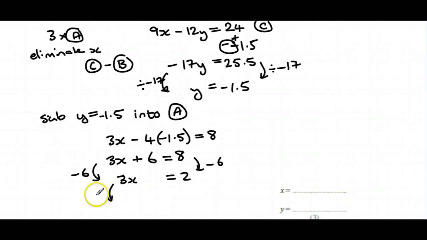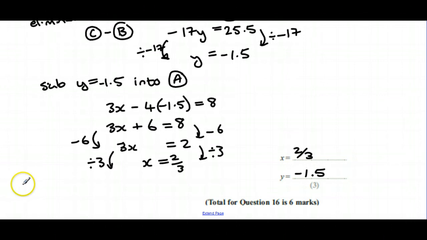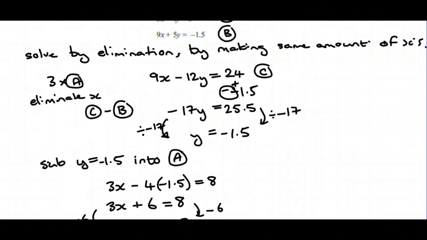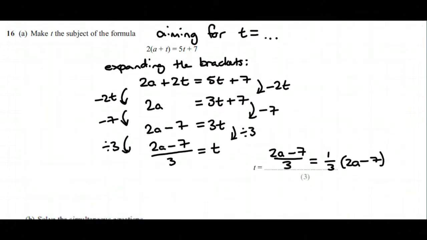I end up with 3x equals 2, which means if I just divide by 3, I'll be able to find out that x is 2/3. So x is 2/3 and y is minus 1.5. There is another method of solving simultaneous equations, which is called substitution, which is arguably just a little bit more taxing and worth looking at if you're not sure about that.